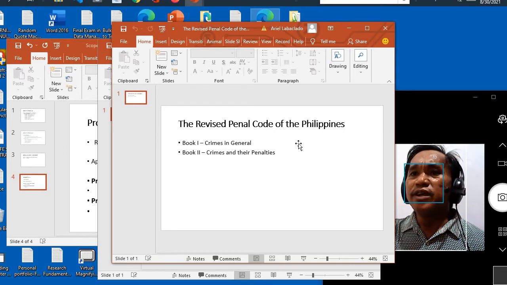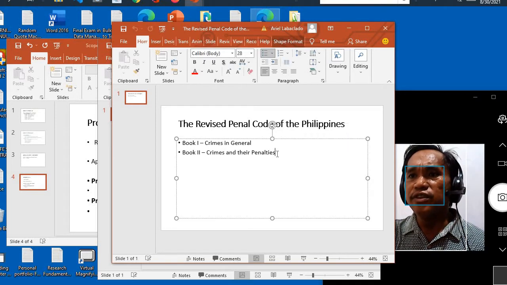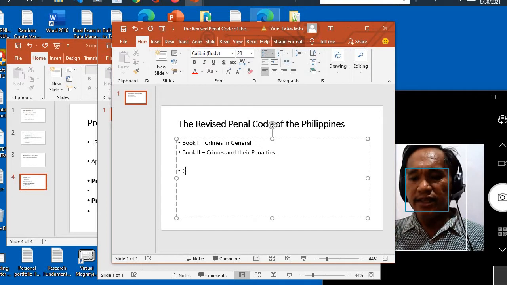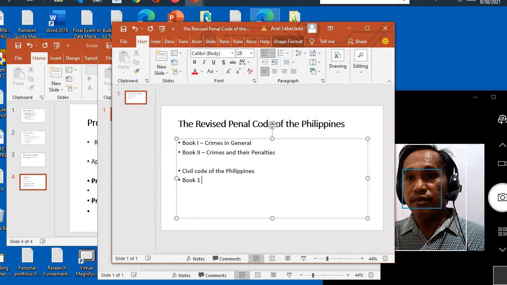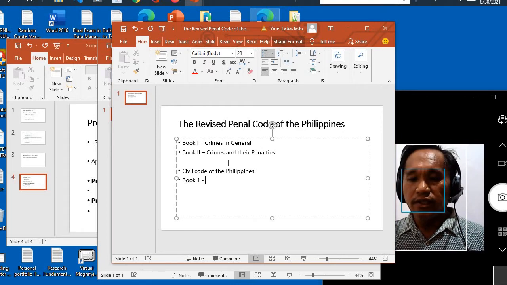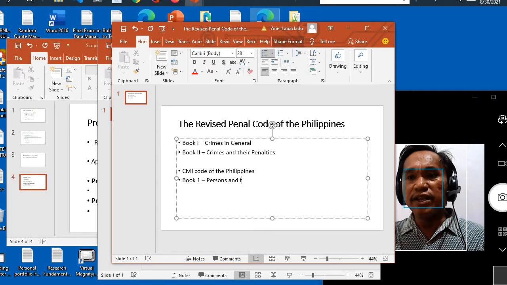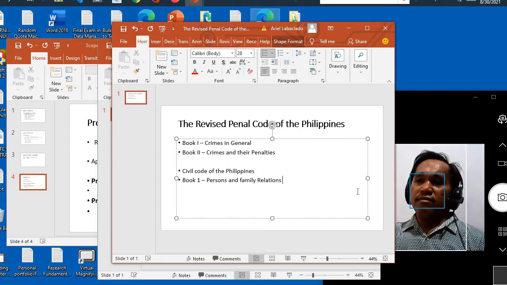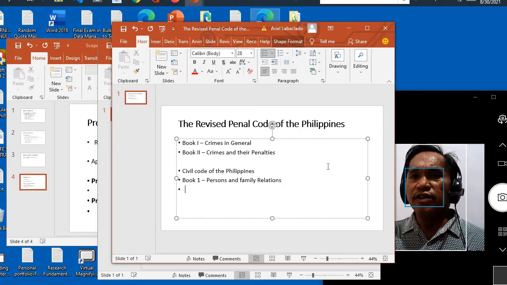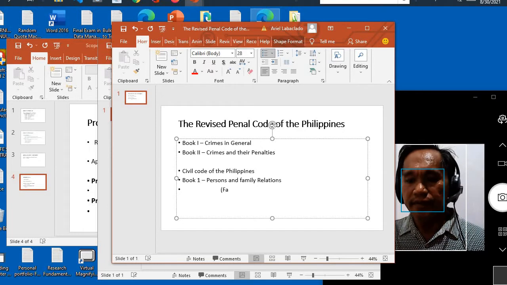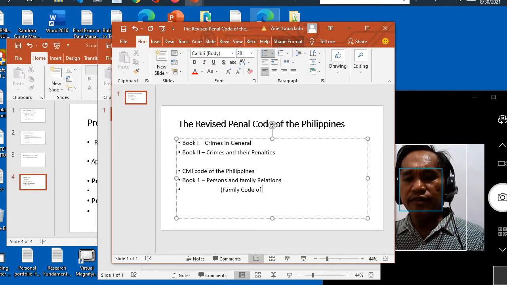Okay, if we are after the Civil Code, allow me to have this Civil Code of the Philippines. So book 1, we know it is persons and family relations. Here in book 1, the most important resource is the Family Code of the Philippines.